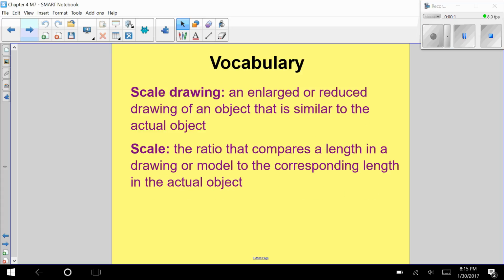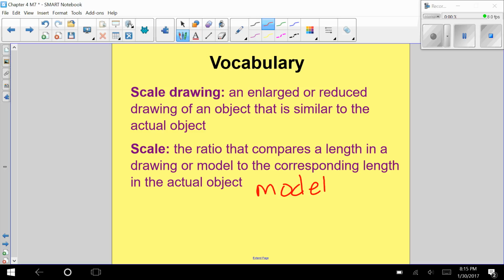Let's start with vocabulary. A scale drawing is an enlarged or reduced drawing of an object that is similar to the actual object. That means sides will be proportional. Scale is the ratio that compares a length in a drawing or model to the corresponding length in the actual object. This is very important that it is model or drawing over actual.